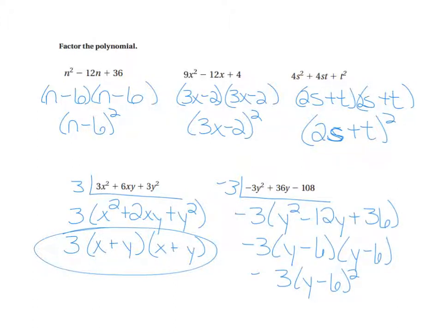Okay, when I factored my negative 3, I got y squared minus 12y plus 36. Then I factored that. It was very similar to this one, right, with y instead of n. And then y minus 6 times y minus 6, I can write as y minus 6 squared. I can actually do that over here. I forgot to do that. I could write this as x plus y squared, okay? Not wrong if you don't, but you can.